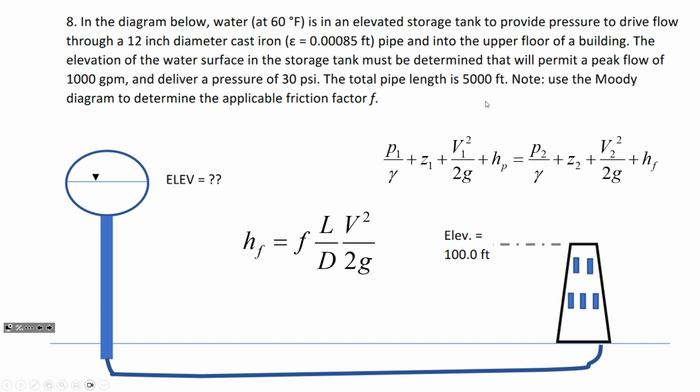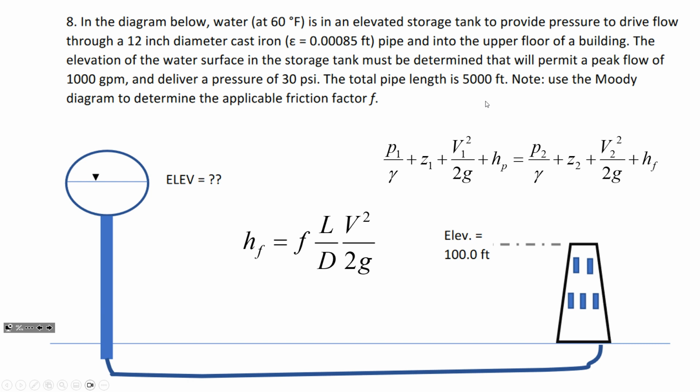I like to calculate the Reynolds number as the velocity times the diameter of the pipe divided by the kinematic viscosity of the fluid. So we know the velocity of flow through the pipe. It's just volumetric flow rate divided by the area. We know the diameter of the pipe is 1 foot.